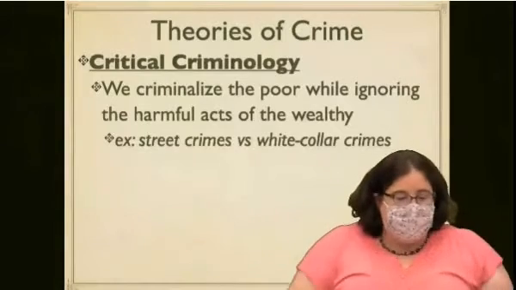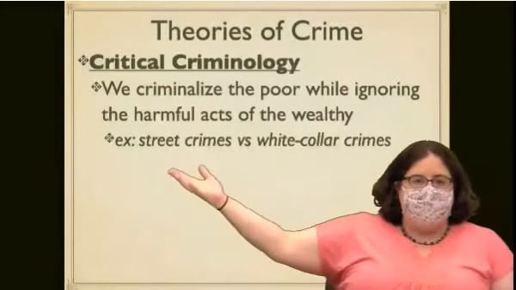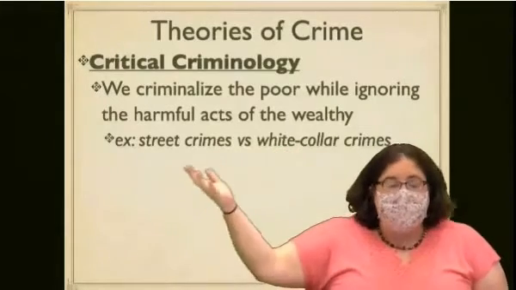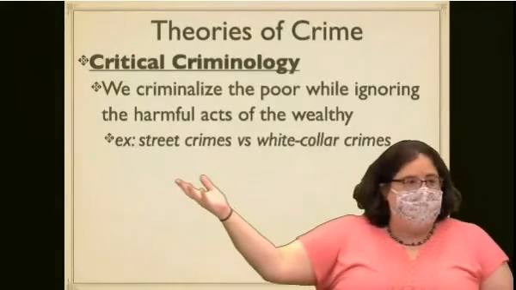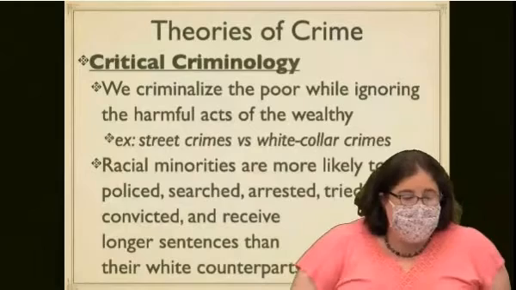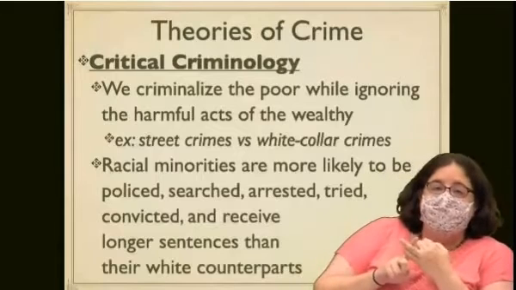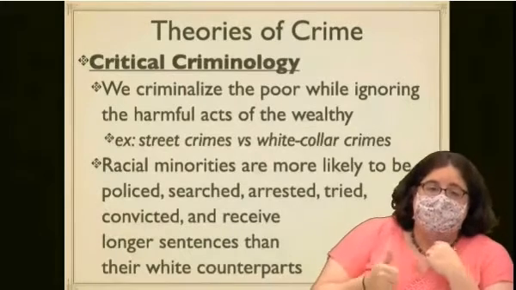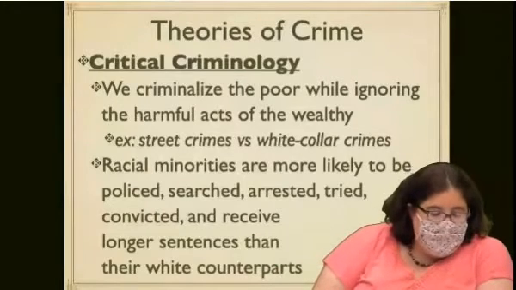So, for example, street crimes versus white-collar crimes. We have very different ways of dealing with these kinds of crimes, which are more likely committed by the poor or by people who are racial or ethnic minorities or people who are very young or all sorts of demographic characteristics. As we know, racial minorities in particular are more likely to be policed, searched, arrested, tried, convicted, and receive longer sentences than white individuals in their experiences in the system.